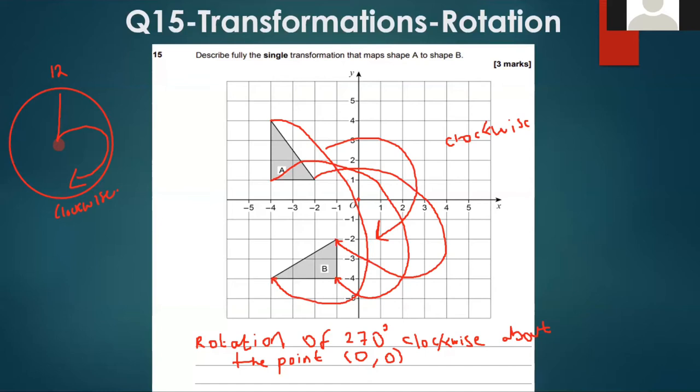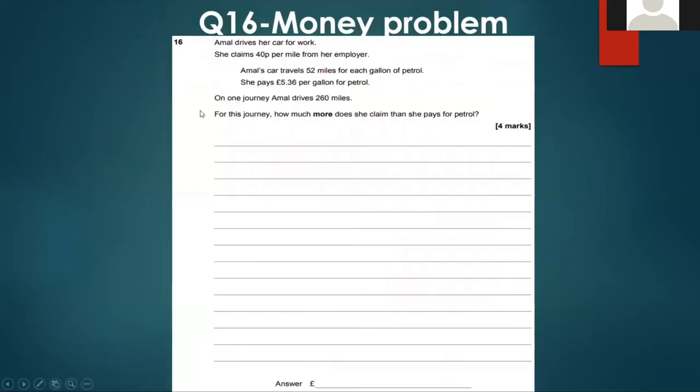So make sure that you have a tracing paper for these sort of questions when you have rotations, okay, particularly for these sort of questions. So make sure to ask your examiner for a tracing paper, guys, in the exam. Okay, I also just want to mention there is a clock in your exam as well, so you can also look at that, just to remind you of clockwise and anti-clockwise, so you don't get too confused. Okay. Question number 16 then.